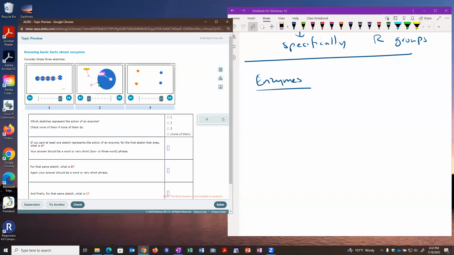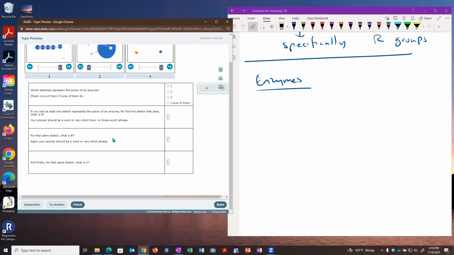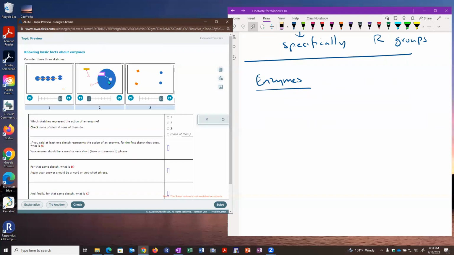B is the enzyme itself, and C is the region in the enzyme where the action actually happens, the region of the enzyme where the substrate actually binds, and that's called the active site, right? So this is just gauging your ability to identify an enzyme, and then also to locate different regions on the enzyme.